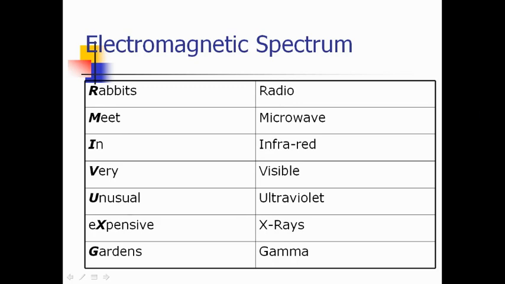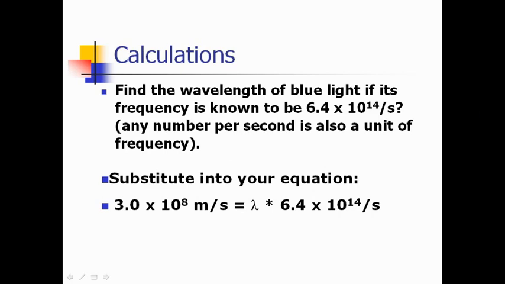gamma rays. And so here we can do, knowing our equation back from a couple of slides ago, C equals wavelength times frequency, C being the speed of the wave, the speed of light. Then we can plug in some things when they give us a word problem, like find the wavelength of blue light, if we know the frequency to be 6.4 times 10 to the 14th per second.